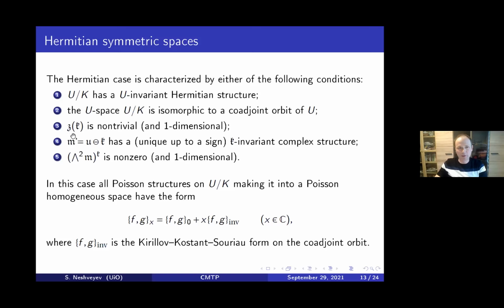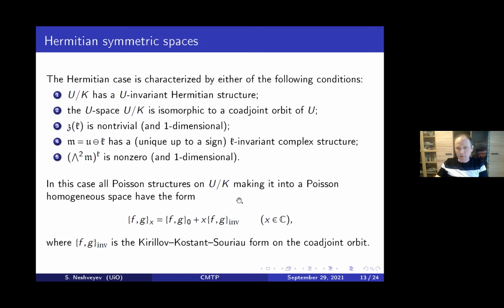Another way is to say that on the complement of the Lie algebra of K in our Lie algebra, you have a unique K-invariant complex structure. This is closely related to the first one. And another property, which implicitly will be very important for everything that follows, is that if you consider skew-symmetric tensors on M which are invariant under K, then this space is non-zero and one-dimensional.